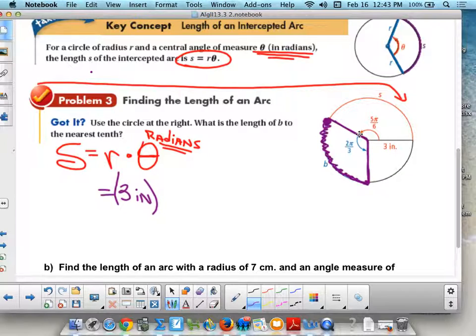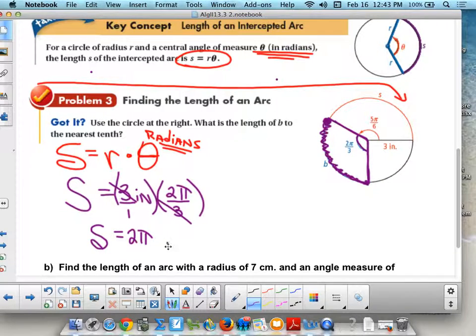Guys, from here to here is how far? Yeah, 2/3 pi. Is that radians or is that degrees? That's radians. So you're going to say 2/3 pi times 3 inches. 3 inches is just 3/1 equals arc length. Cross out the 3 with the 3, and the answer becomes 2 pi inches.